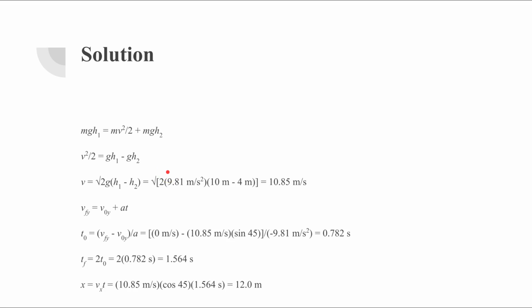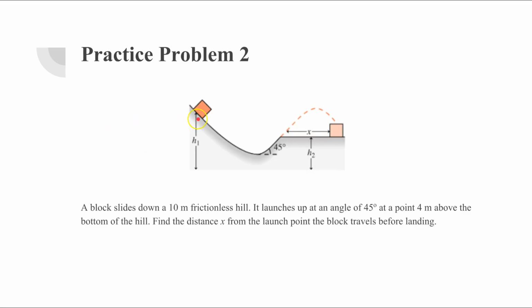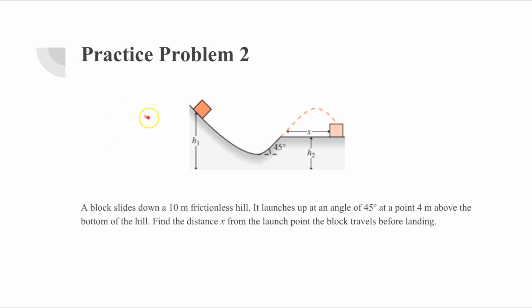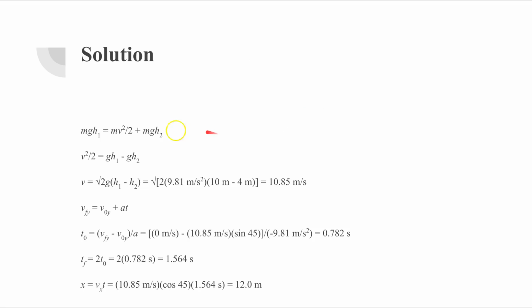let's do our conservation of energy. So we have our initial potential energy over here at h1, okay? It will be turned into mv squared over 2 plus mgh2, all right? So that means if you cancel out the m's, you have v squared over 2 equals gh1 minus gh2, right? You take the square root, and then you can factor out g, and you get the square root of 2g times h1 minus h2.